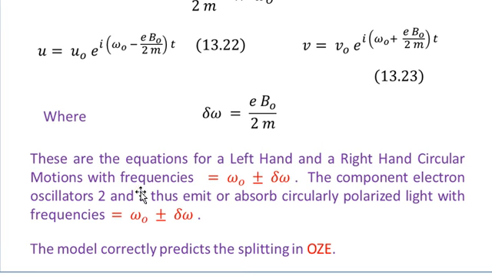The component electron oscillators 2 and 3 thus emit or absorb circularly polarized light with frequencies equal to omega naught plus minus delta omega. The model correctly predicts the splitting of the ordinary Zeeman effect. So you see that from the classical model, the delta omega that we have measured here is equal to the Larmor frequency. And it is also equal to the frequency with which the other two components have shifted with respect to the central component. And the classical model has explained well the splitting of the ordinary Zeeman effect.